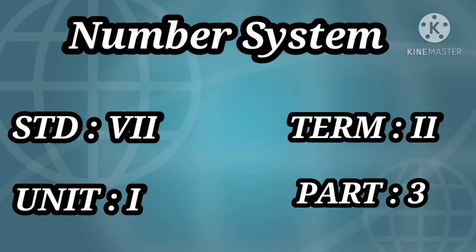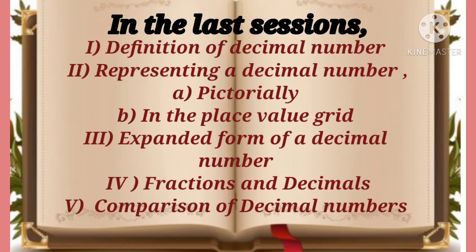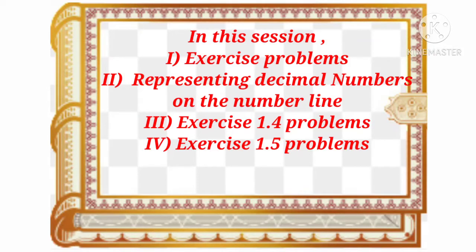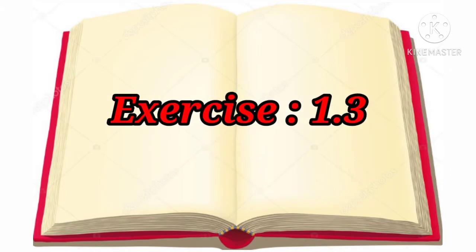Number system is our first unit of this term. Students, in the last session we have seen the introduction of a decimal number, representation of a decimal number pictorially and in the place value grid, expanded form of a decimal number, relationship between fractions and decimals, and comparison of decimals. In this session, we are going to see the representation of a decimal number on a number line and exercise problems. Exercise 1.3.